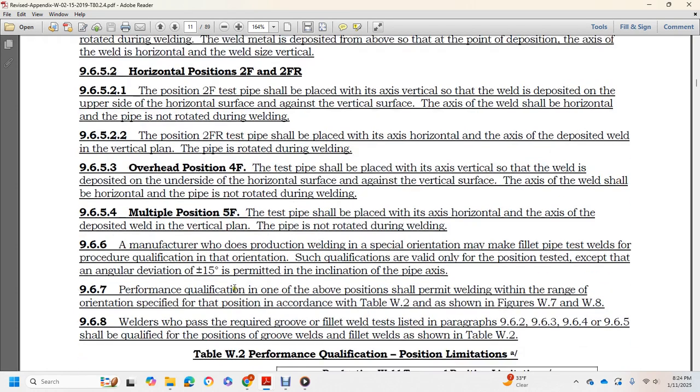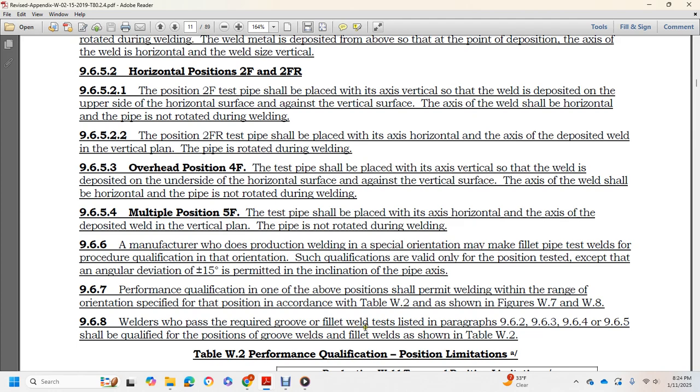A manufacturer who does production welding in a special orientation may make fillet pipe test welds for procedure qualification in that orientation. Such qualifications are valid only for the position tested, except for an angular deviation of plus or minus 15 degrees permitted in the inclination of the pipe axis. Performance qualification in the above positions shall permit welding within the range of orientations specified for each position according to Table W2, as shown in Figures W7 and W8.